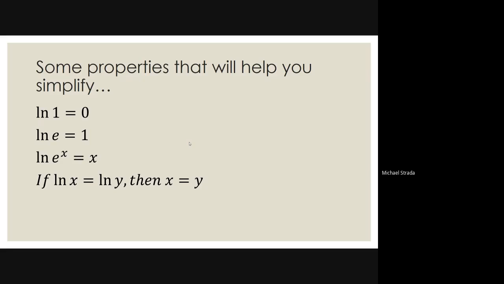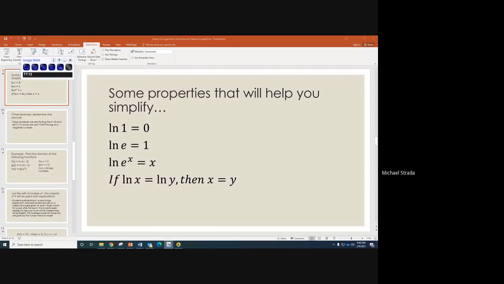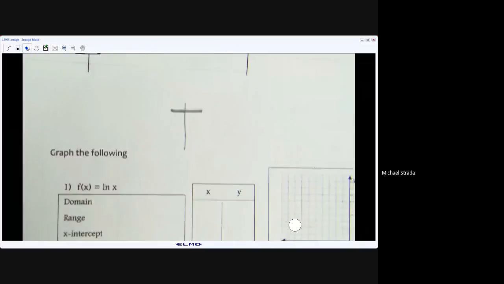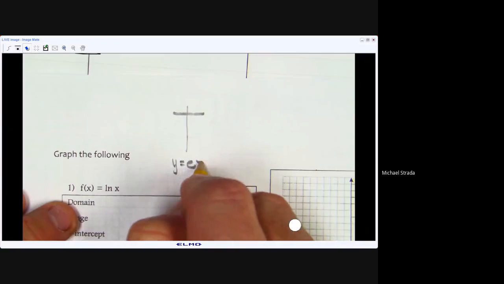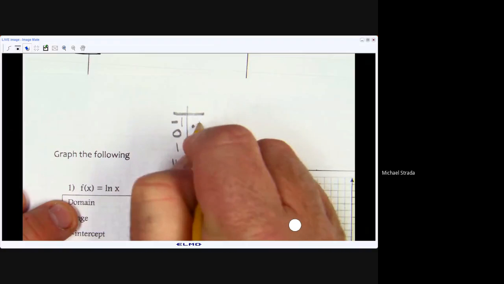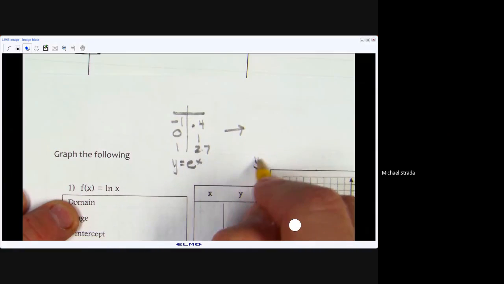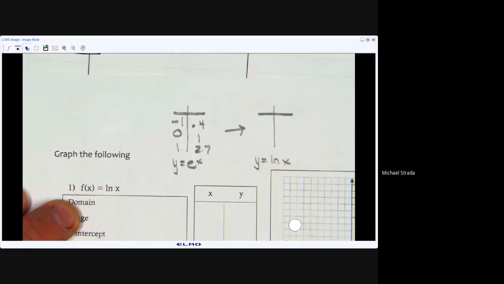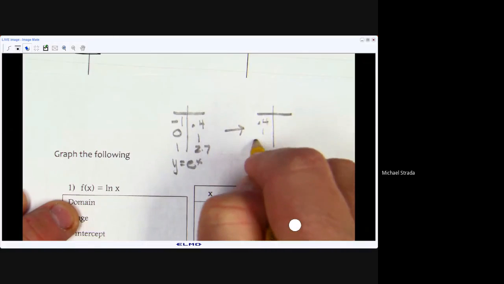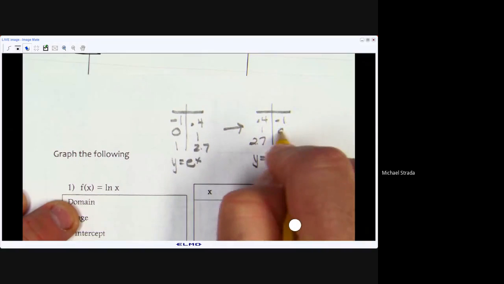Okay, so it's going to be just like logs, just with different bases. So we've got f of x equals the natural log of x. When you pick your domain, recall when we graphed e to the x, negative 1, 0, and 1 gave us 0.4, 1, and 2.7. It's just like regular logs, we're going to flip the x and y. So the 0.4, 1, and 2.7 become our x's. Negative 1, 0, and 1 become our y's.